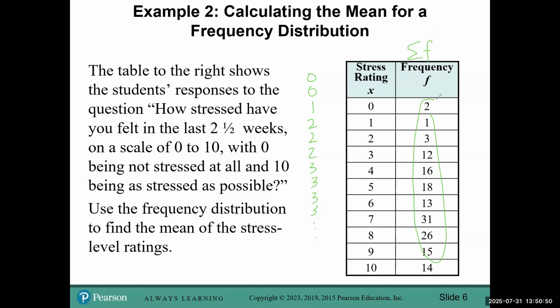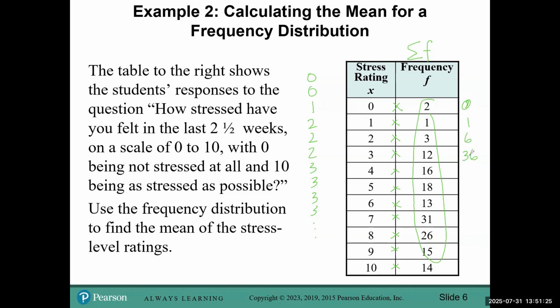And then what I want to do, instead of adding 0 plus 0 plus 1 plus 2 plus 2 plus 2, is I can multiply each of these. Because I have 18 fives, which is 5 times 18. So I'm going to multiply all of these, which would give me some values over here. I'll write the first couple. So let's see, 0 times 2, 1 times 1, 2 times 3, 3 times 12, and so forth.